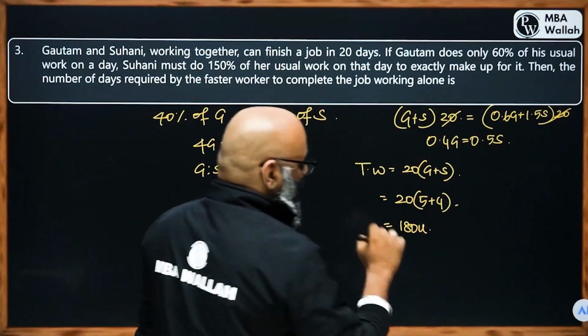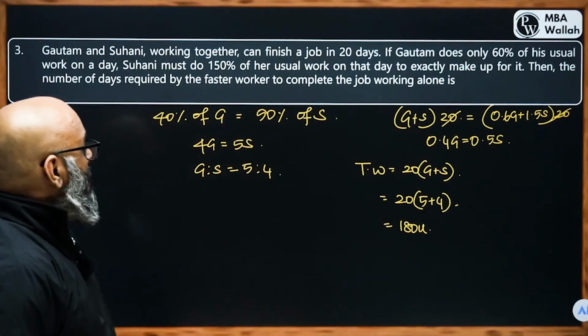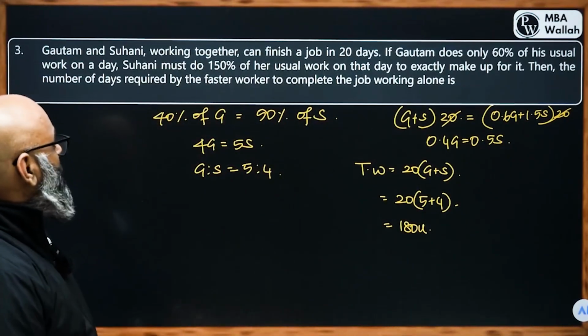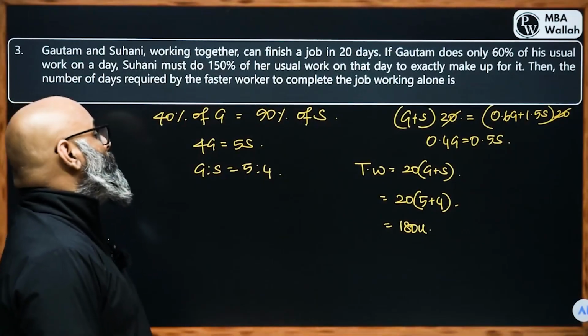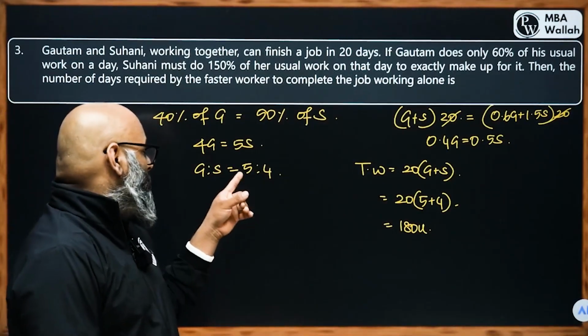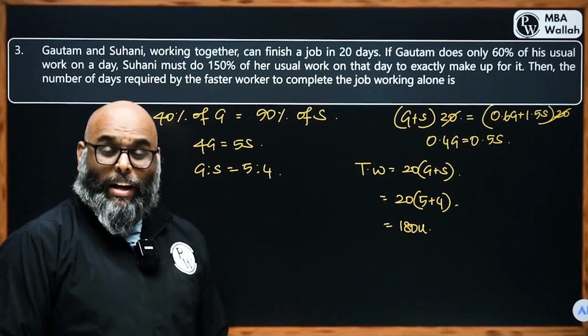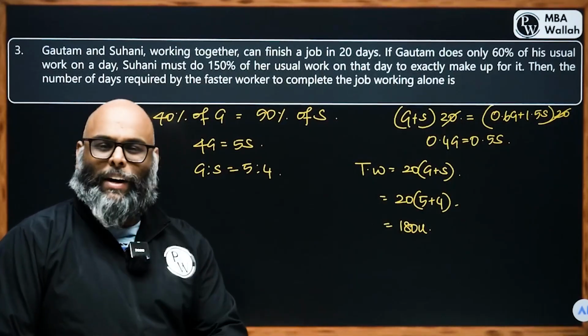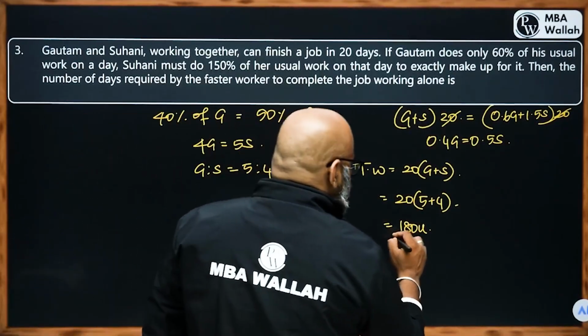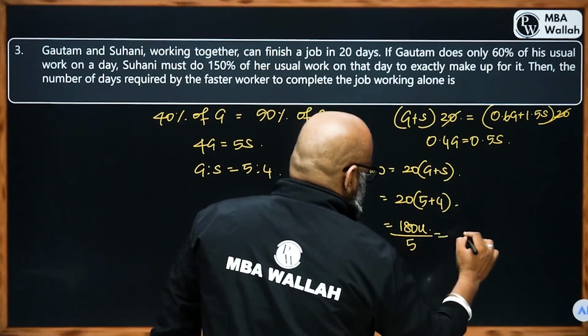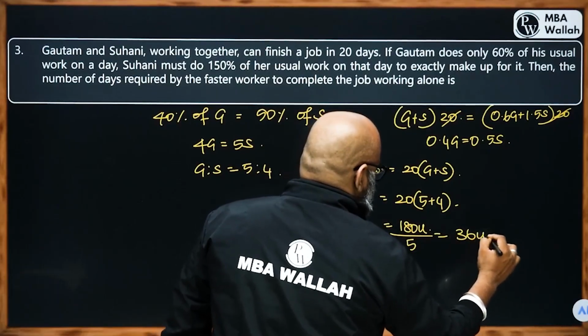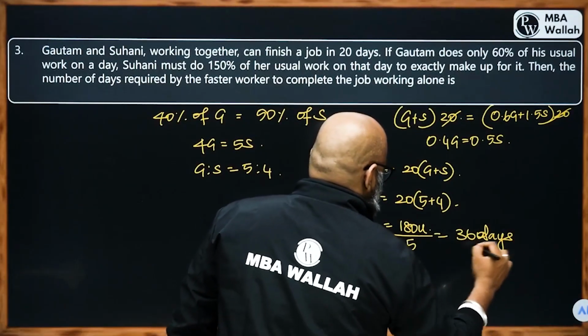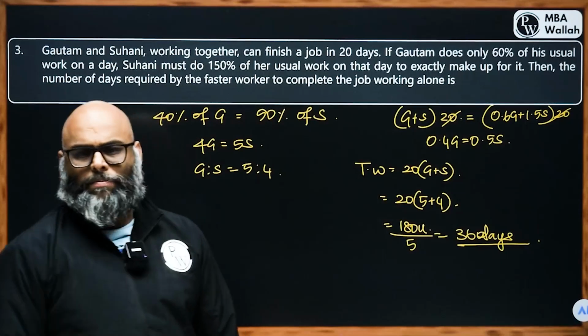180 units is my total work. We have found that. But the question is, then, the number of days required by the faster worker to complete the job working alone. Who's the faster worker? Gautam, obviously. He's doing more units. So he's the faster guy here. So if he does the entire 180 units, he would have taken 36 days to complete the task.